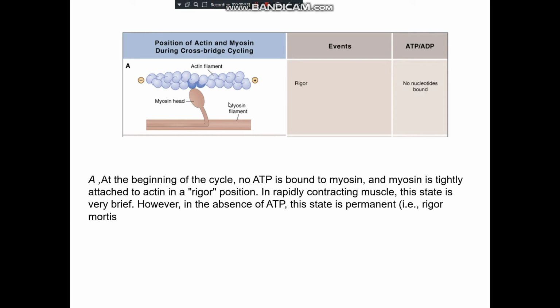Then the ATP attaches here. Initially, ATP will not attach. When the myosin head tightly binds with the active site on the actin, this is known as the rigor position. Now the ATP attaches. Otherwise, if the ATP doesn't attach to the myosin head, this rigor position will be permanent. It is not going to detach from the active site of the actin. So that is known as rigor mortis. I will come to that later.